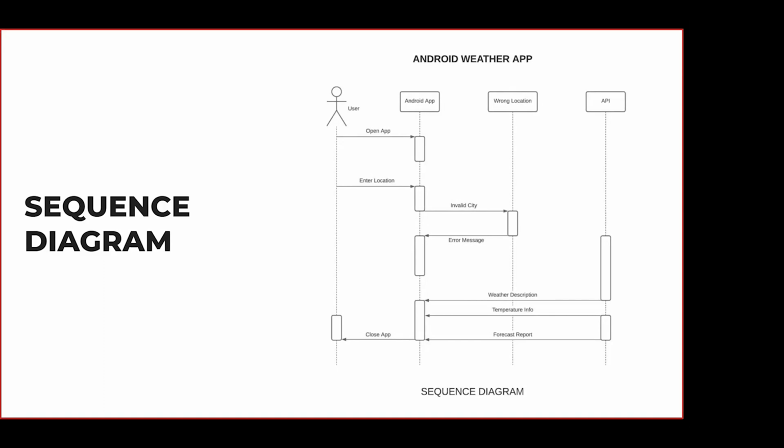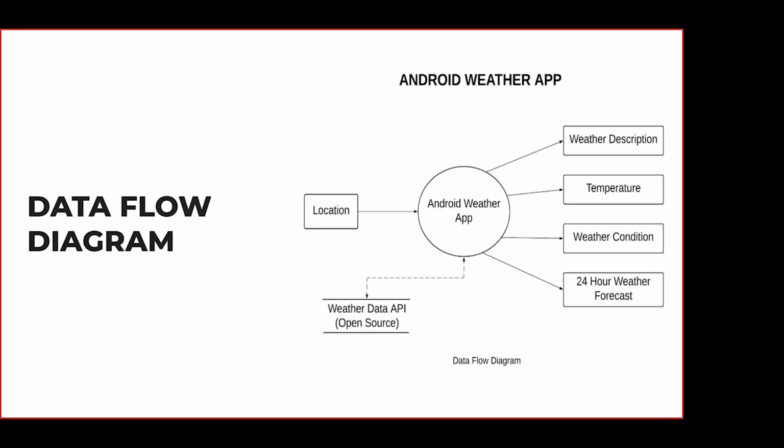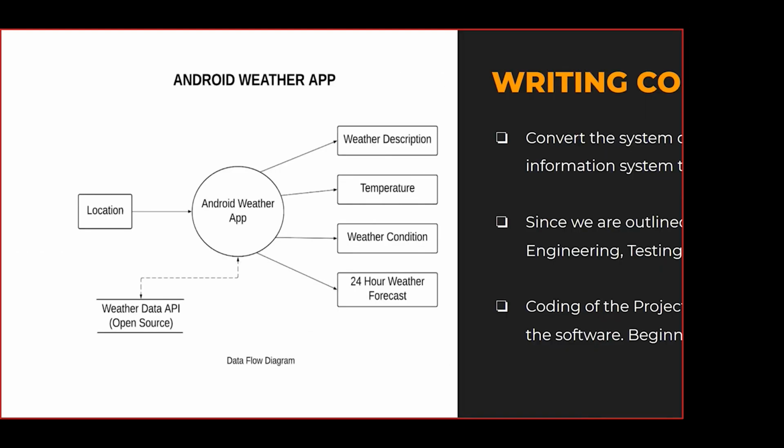Coming to the data flow diagram, a data flow diagram will show how the flow of information is carried in the project. The left hand side shows the inputs to the system, and the right hand side shows the outputs of the system. The one below shows that the weather data API is the data store or repository which will hold the information. We have used an open source API from WeatherBit. So this is how we have drawn the data flow diagram.